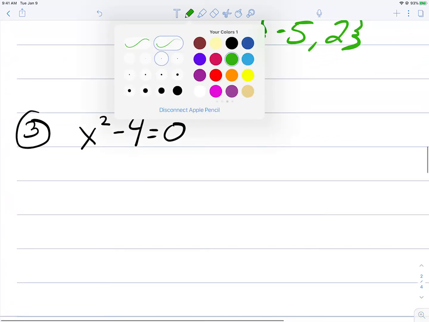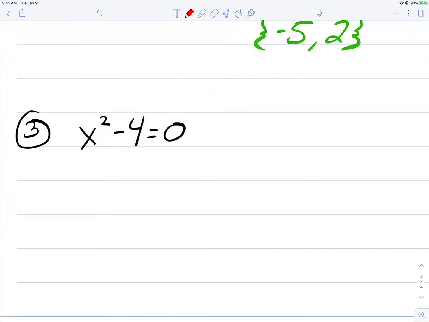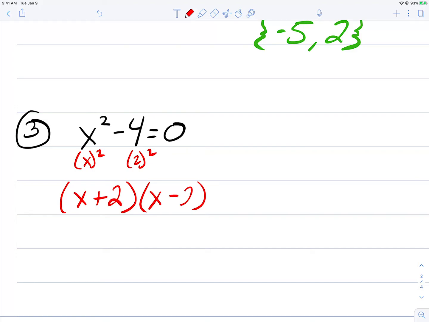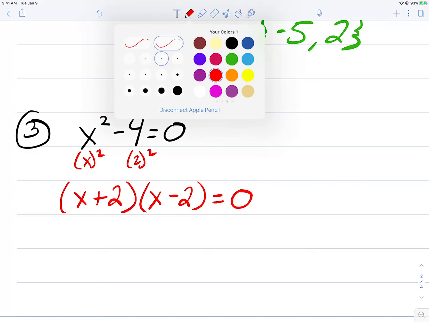x squared minus 4 equals 0. So going through our factoring flowchart, there is no GCF. There are two terms, so the only way we could factor this is if it is a difference of two squares. So this is an x squared, and this is a 2 squared, because 2 times 2 is 4. So remember, a difference of two squares, we have a plus and a minus binomial, and the things that were squared are what go into our difference of two squares. So we have x plus 2 times x minus 2, and it equals 0.